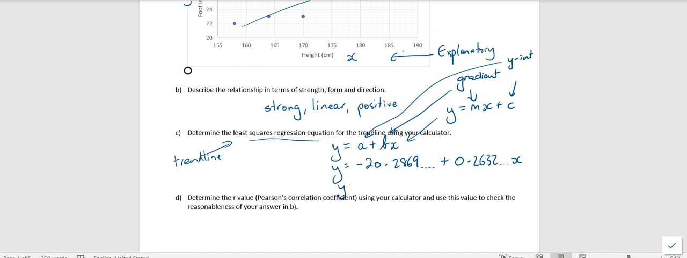You could also write it in Y equals MX plus C form, which would look like this. It doesn't really matter which way around you do it, as long as the number that goes in front of the x is that b value that you found, and the a value goes there with the negative 20.